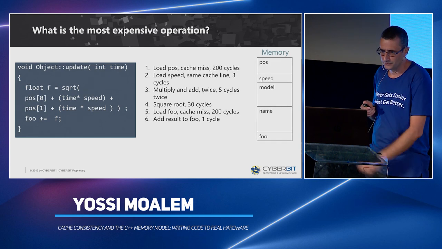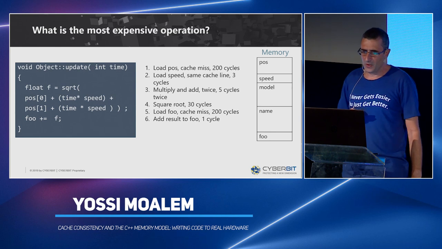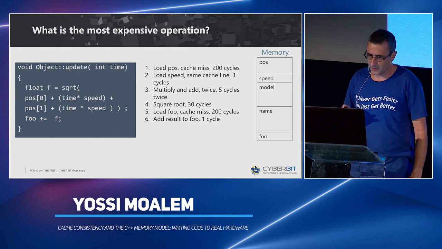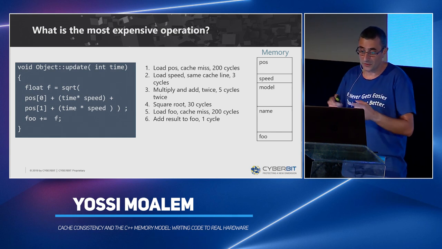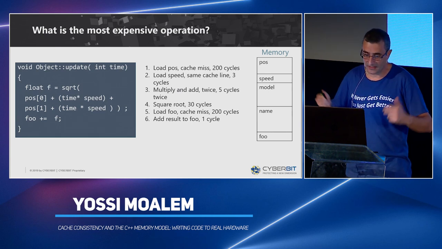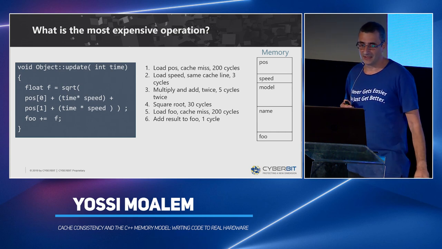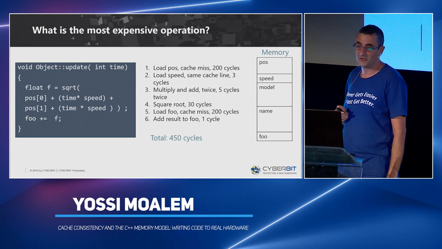Let's count. Reload pose, it's a cache miss, 200 cycles. Reload speed, it's in the same cache line, so it's three cycles. We multiply and add twice, so it's five cycles twice. We then square root, 30 cycles. Reload foo, it's a cache miss, another 200 cycles. Then we add it to the result, one cycle. Total 450 cycles.